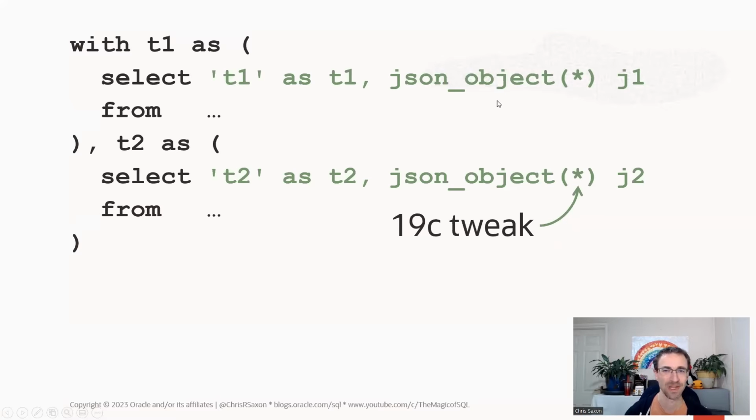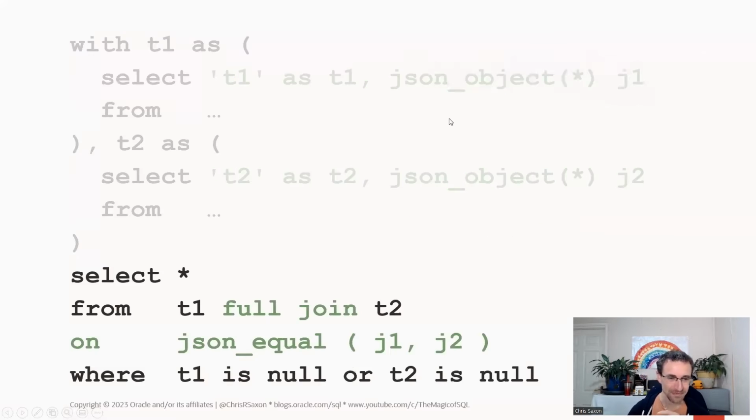And it's like, well, okay, how does this help us? How is this going to make things easier for us? Well, you can now make the join on the JSON equal function. This was added in 18c, I believe. And this compares two JSON objects and asks, are they the same, right? So again, we're joining on that, and we want to return the mismatches. So at this point, we're going, okay, well, why do we want to do this?